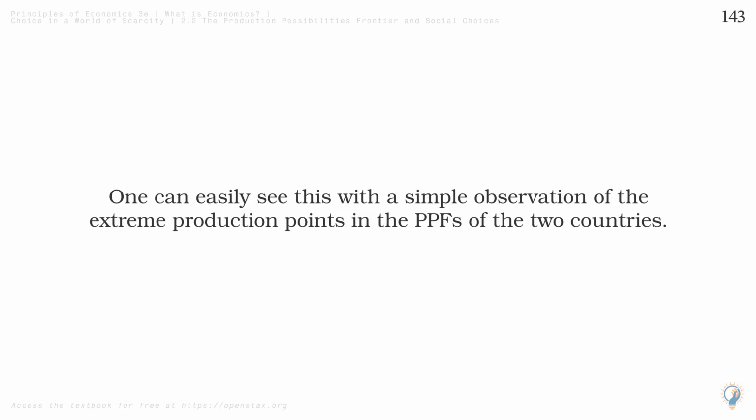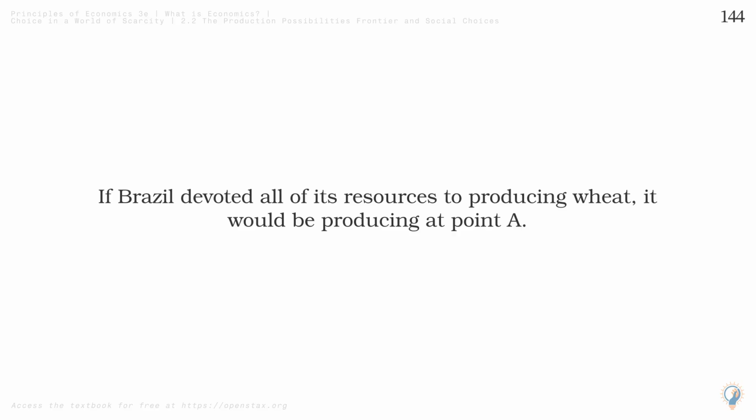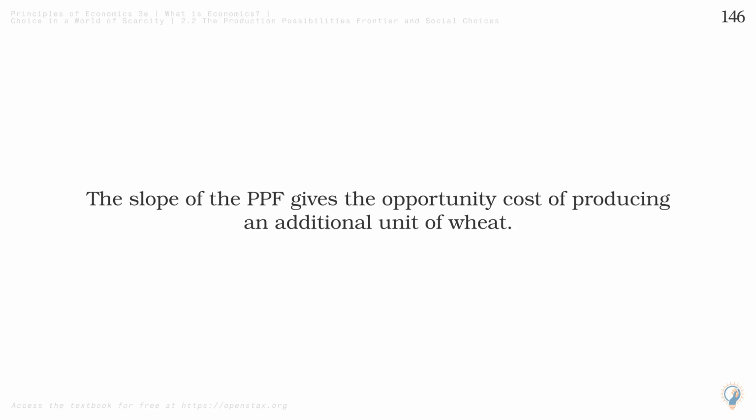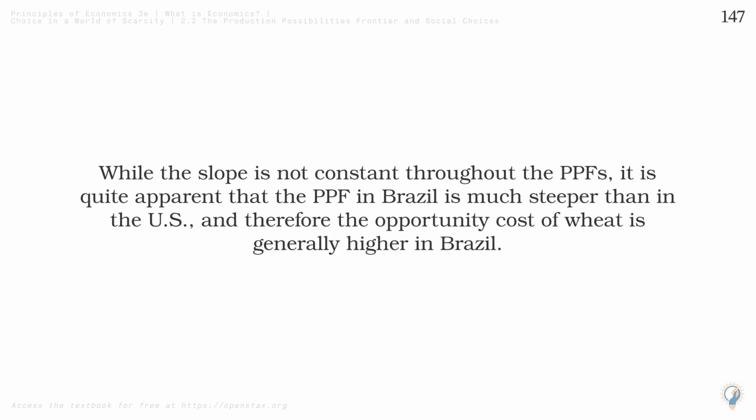One can easily see this with a simple observation of the extreme production points in the PPFs of the two countries. If Brazil devoted all of its resources to producing wheat, it would be producing at point A. If, however, it had devoted all of its resources to producing sugarcane instead, it would be producing a much larger amount than the US, at point B. The slope of the PPF gives the opportunity cost of producing an additional unit of wheat. While the slope is not constant throughout the PPFs, it is quite apparent that the PPF in Brazil is much steeper than in the US, and therefore the opportunity cost of wheat is generally higher in Brazil.